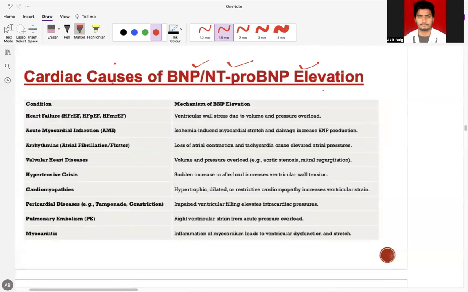First we will talk about the cardiac conditions which lead to BNP or NT-proBNP elevation and their mechanism. Most commonly, BNP elevation is seen in heart failure. It can also be seen in myocardial infarction and arrhythmias. Arrhythmias can lead to tachycardia and cardiomyopathy, and may lead to stretch of the myocardium and release of BNP. Others include valvular heart disease, hypertension, cardiomyopathies, pericardial diseases, pulmonary embolism, and myocarditis.